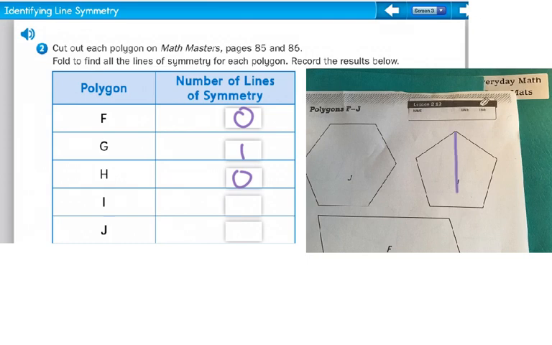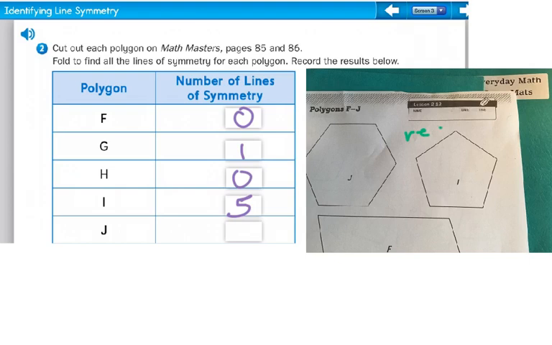So I had a line of symmetry here. I had a line of symmetry here. I had a line of symmetry here. I had a line of symmetry here. And I had a line of symmetry here. 1, 2, 3, 4, 5. 5 lines of symmetry. In fact, this is a very special polygon.